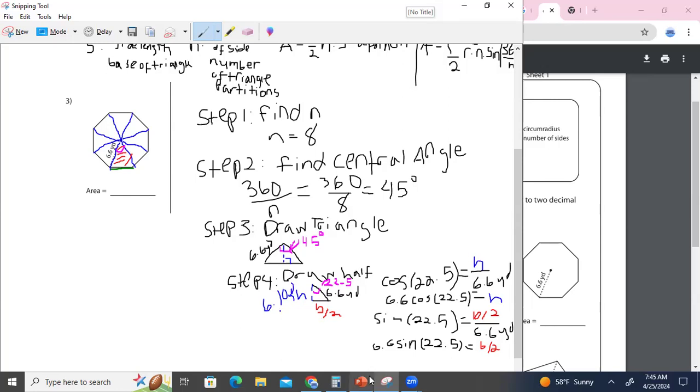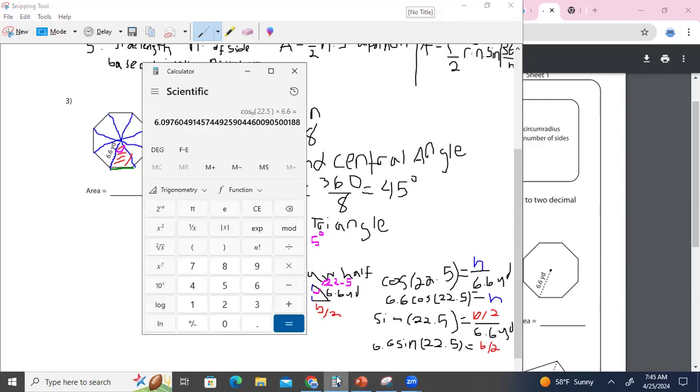And then the base is 6.6 times sine of 22.5. So we'll find out what sine of 22.5 is in our calculator. It's 0.382. So I'll multiply that times 6.6 in the calculator. That does not look right. Hold on, give me one second.